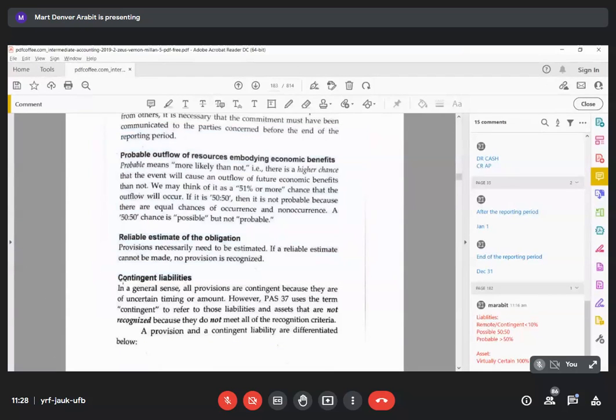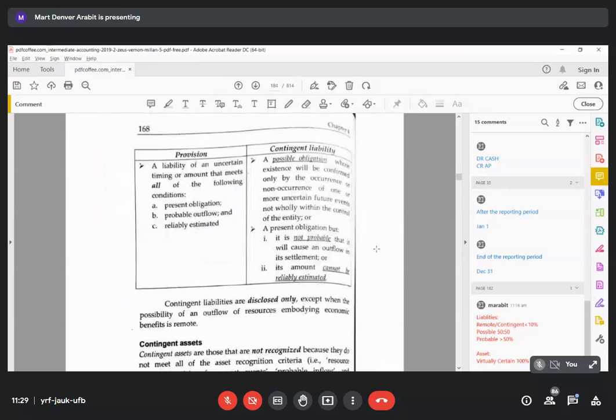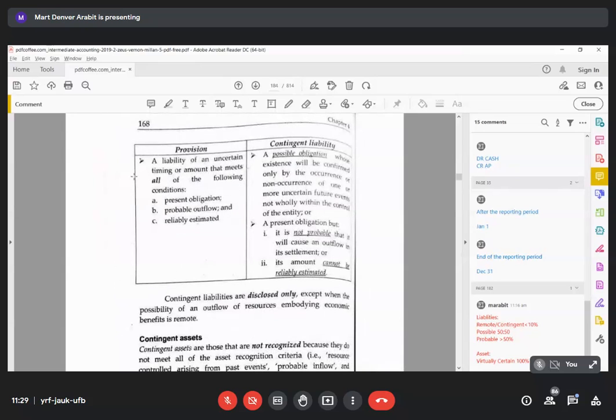Contingent liabilities. In a general sense, all provisions are contingent because they are of uncertain timing or amount. However, PAS 37 uses the term contingent to refer to those liabilities and assets that are not recognized because they do not meet all of the recognition criteria. A provision and a contingent liability are differentiated below. For a provision, it is a liability of uncertain timing or amount that meets all of the conditions we discussed earlier, A to C.